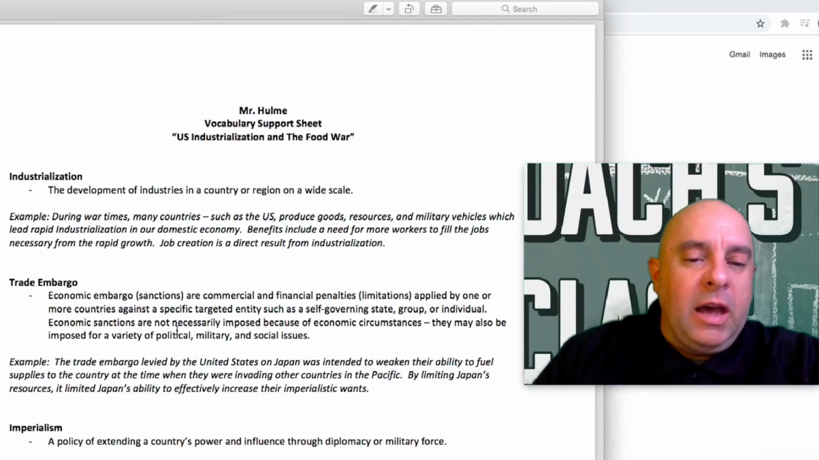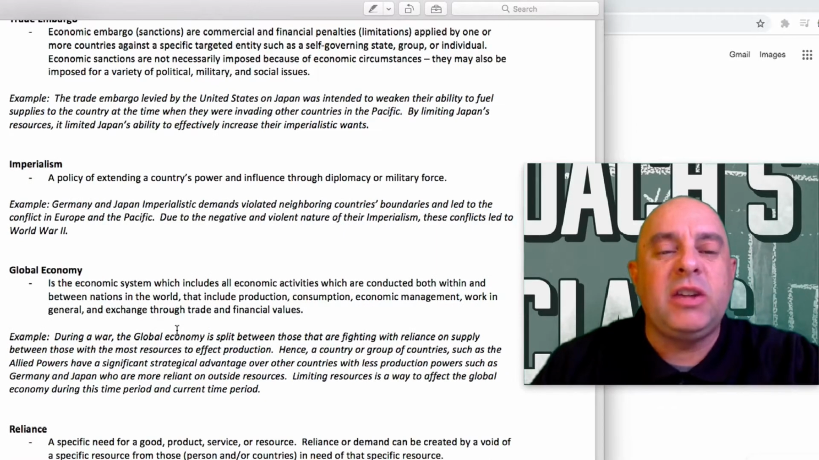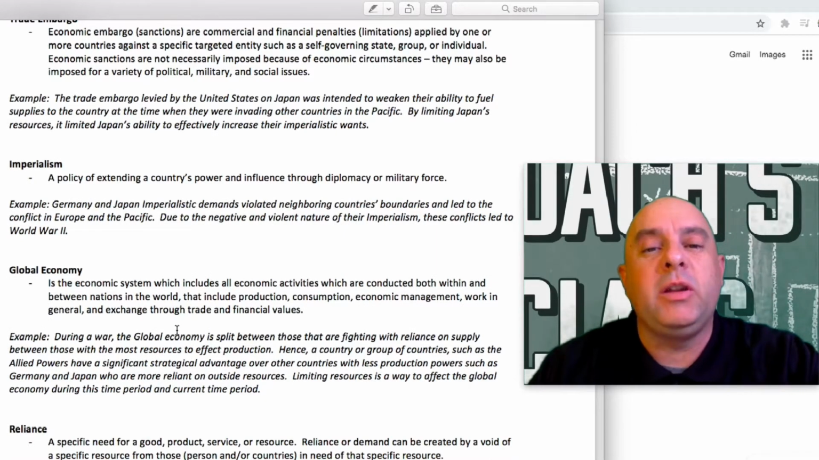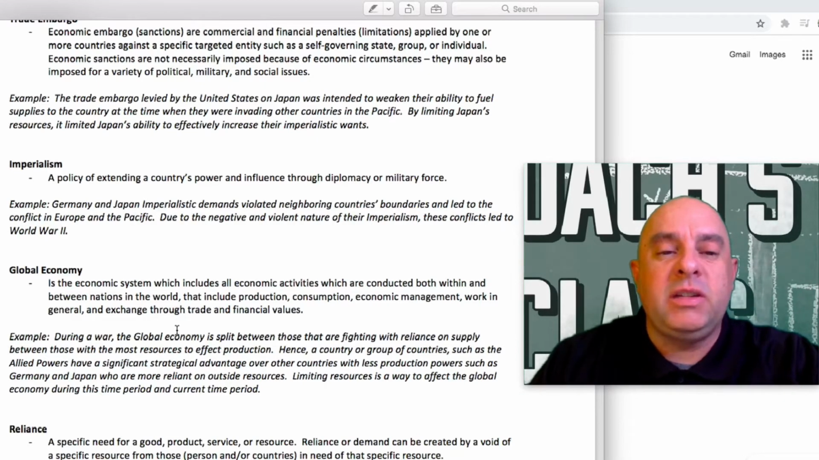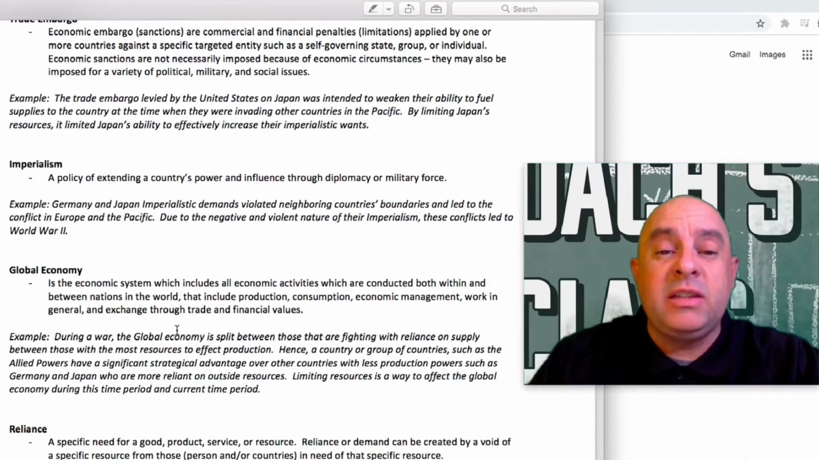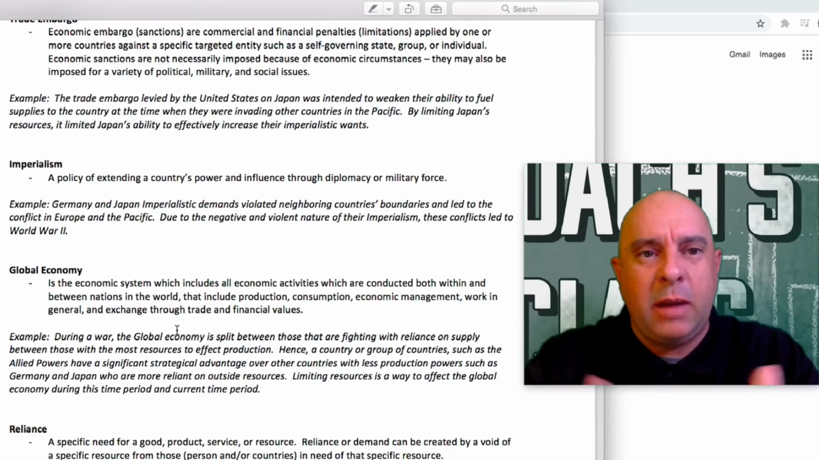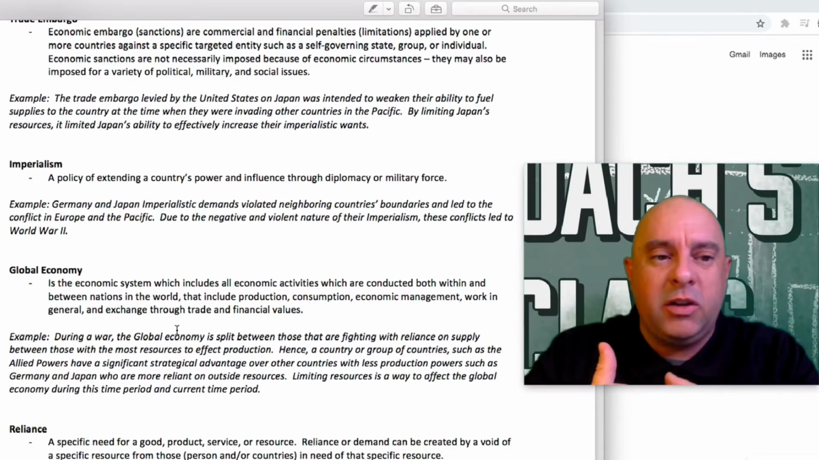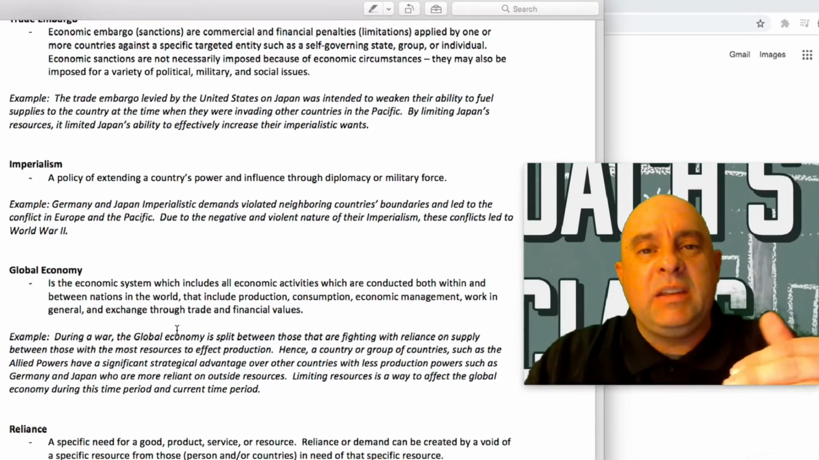So right here, imperialism is a policy of extending a country's power and influence through diplomacy or military force. Germany and Japan's imperialistic demands violated neighboring countries' boundaries and led to conflicts in Europe and the Pacific. Due to the negative and violent nature of their imperialism, these conflicts led to World War II. I kind of talked about it in the previous ones. All these link together. That's why it's a vocabulary list, because they all connect some way or another. So you may have a little bit of blending here.